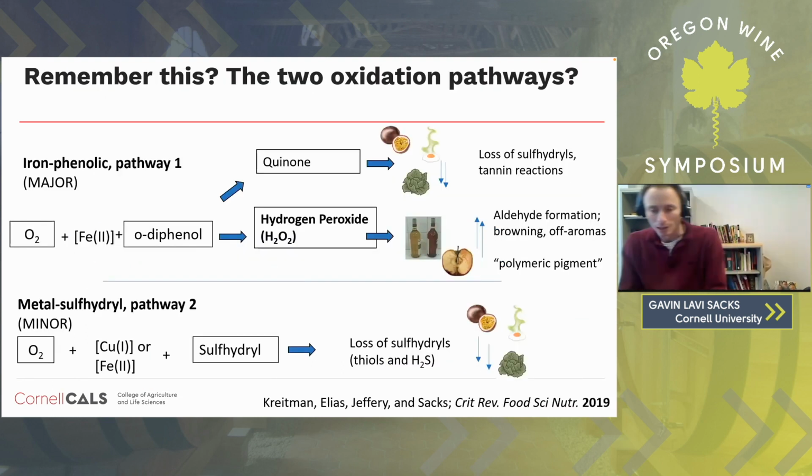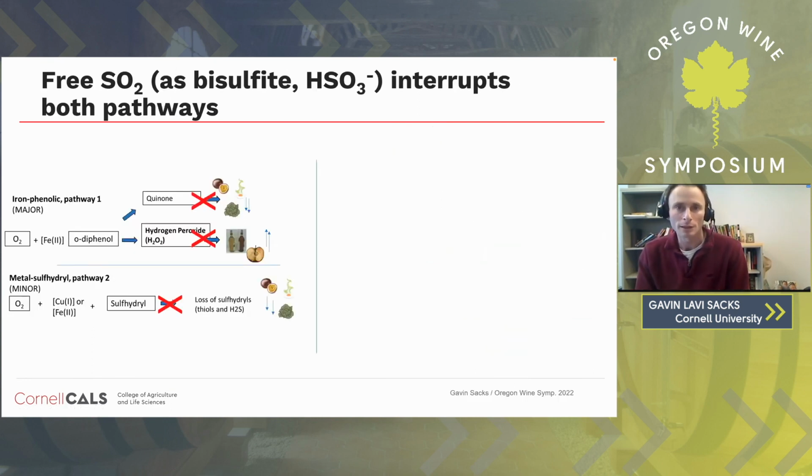Okay, so this big slide again. Two pathways, major and minor, potential changes, both good and bad, to a wine. The role of SO2 is not to react with oxygen. Rather, the role of SO2 is to consume those oxidation products. SO2 can react with the quinone. It can react with the hydrogen peroxide. It can react with oxidized copper and oxidized iron, preventing it from reacting with sulfhydryls. Or once you have the reaction take place, it can react with those downstream products and at least partially reform some of the original products.